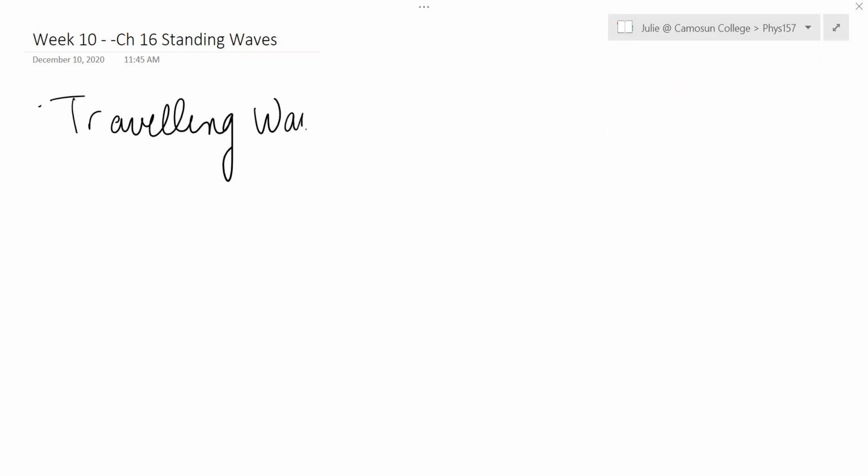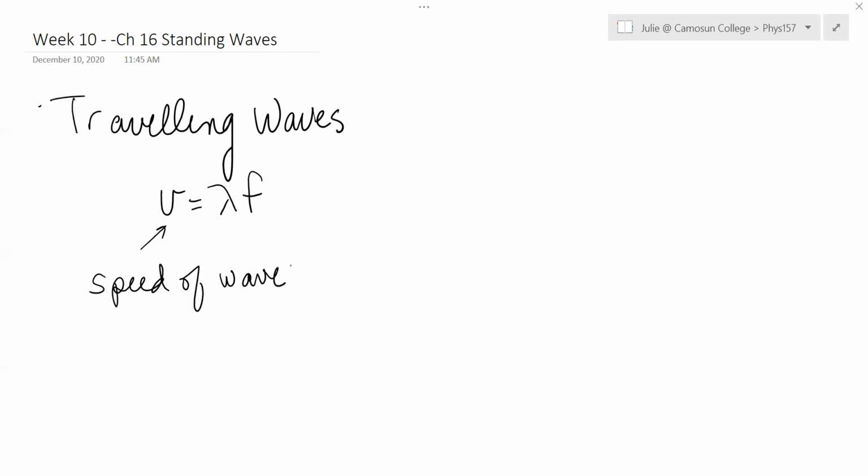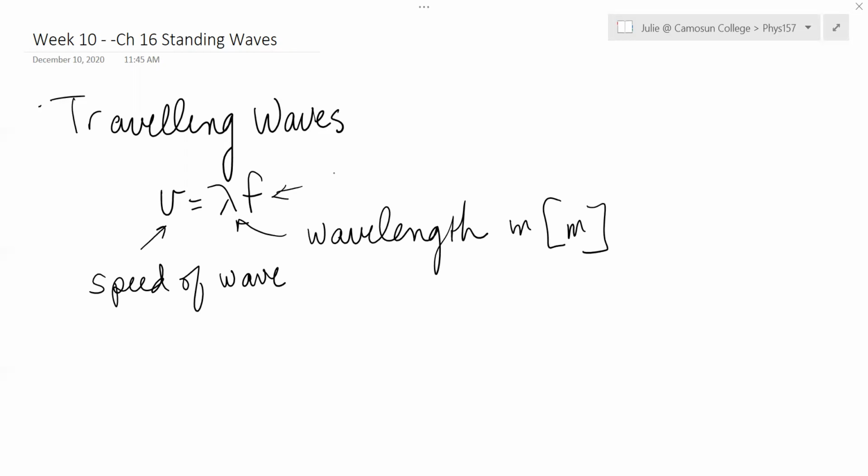Chapter 15 actually deals in great detail with traveling waves. But what we need for our purposes here is the relationship between speed, wavelength, and frequency of a wave. So this is the speed of a wave. This is any kind of wave: sound wave, water wave, wave on a string, electromagnetic wave. This is always true. So v = λf, the speed of a wave. Lambda is called the wavelength. This would be in meters. And f, as usual, is frequency in hertz.